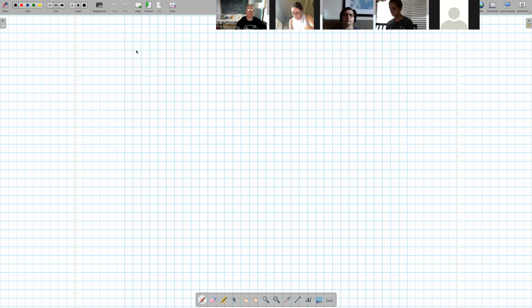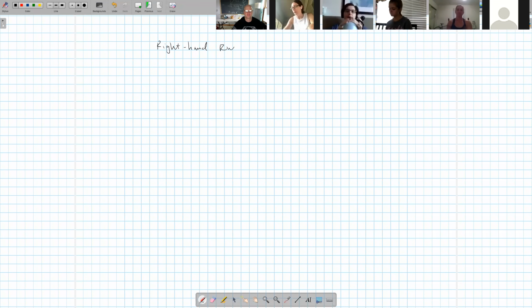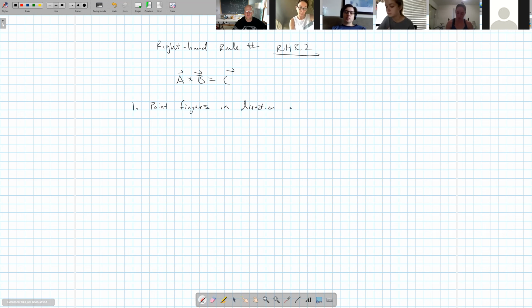the next right-hand rule. So let's talk about right-hand rule number 2. So what does right-hand rule number 2 say? Right-hand rule number 2 says if I have something that says A cross B is equal to C, then the way this works is step number 1: point fingers in direction of the first vector A.